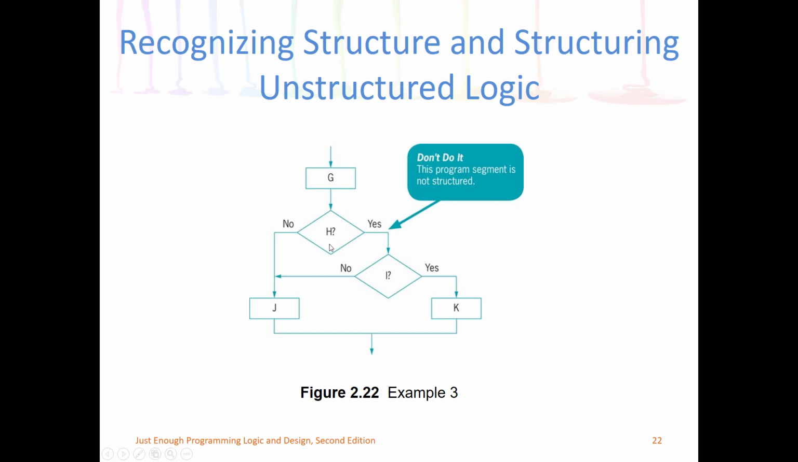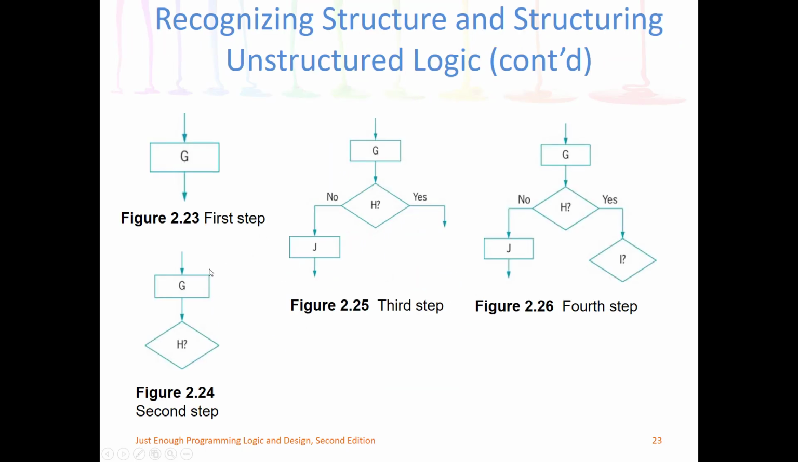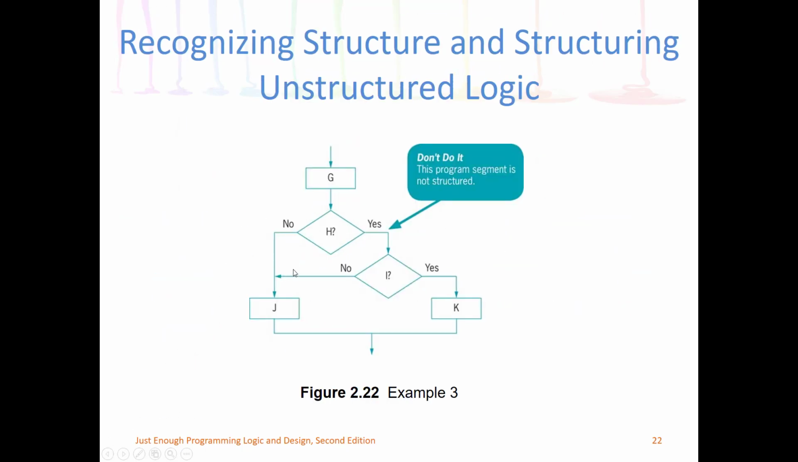This is a decision. It is a dual alternative decision. Is H true? If yes, I. If I is true, you do K and then you're out. If H is false, you just do J and you're out. However, if H is true and I is false, you do J. How many ways into J, folks? Whoops. 2. Here and here. That is unstructured. Well, how do you fix that?